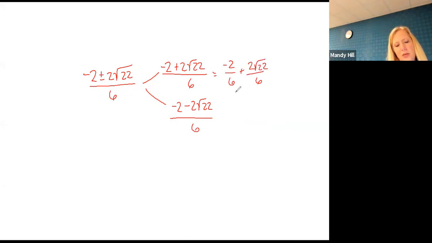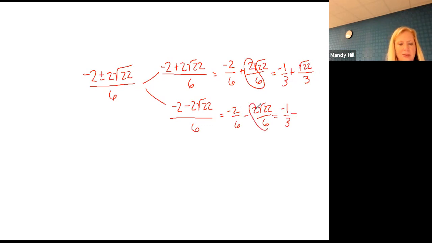And we could reduce this fraction. Negative 2 over 6, well, that's just negative 1/3. And then we could reduce this part of the fraction, 2 over 6, which is 1/3. So that would end up being, we wouldn't put the 1 there because it would just be understood. And 2 over 6 is 1/3. So we would put the 3 underneath. Could do the same thing on this part, negative 2 over 6, but this time minus 2 square root of 22 over 6. Well, that's going to be negative 1/3, but this time it's minus the square root of 22 over 3 when we reduce that fraction. Okay.